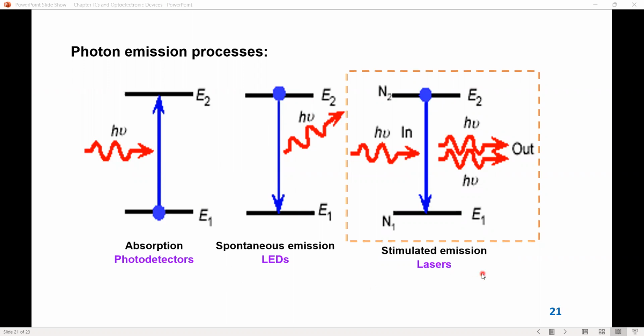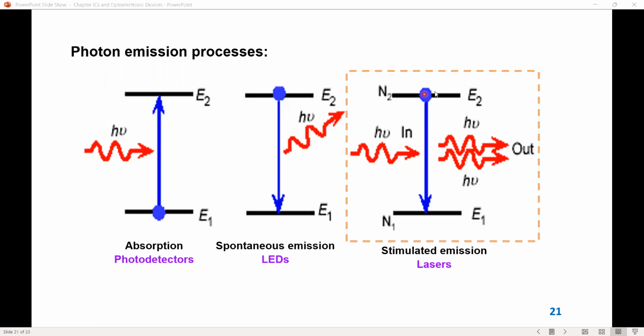The third thing is stimulated emission. So here, what do we do? Basically, in this emission, first we pump the electrons from the lower energy to the higher energy. So electrons are in the higher energy state. Now, a photon of h nu energy strikes those electrons in the higher energy state. Because of it, they start falling down.